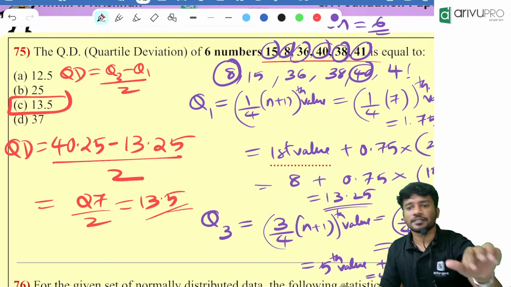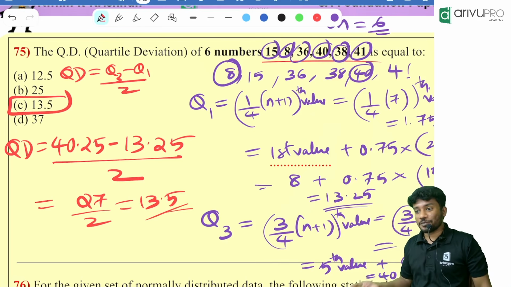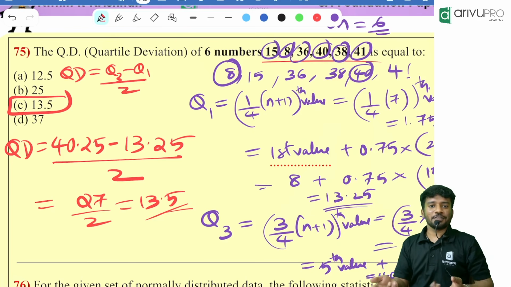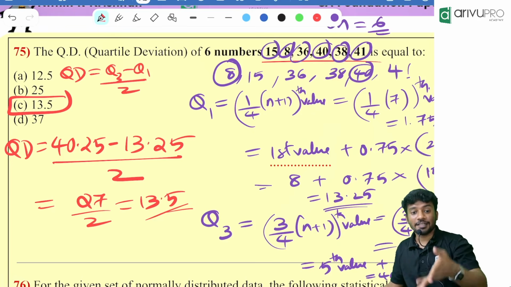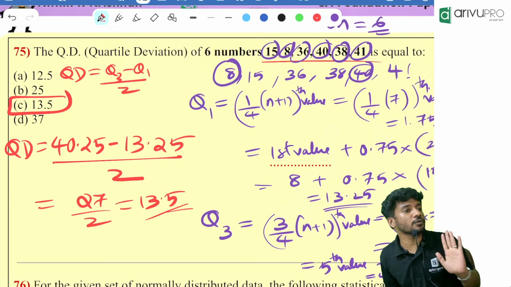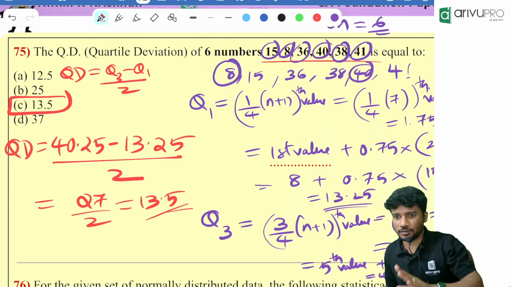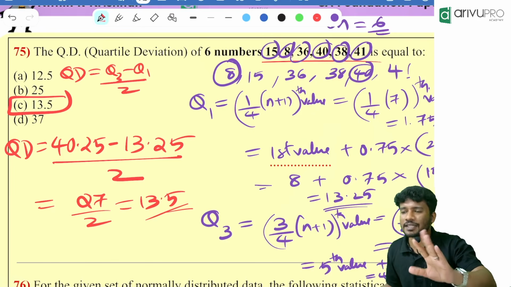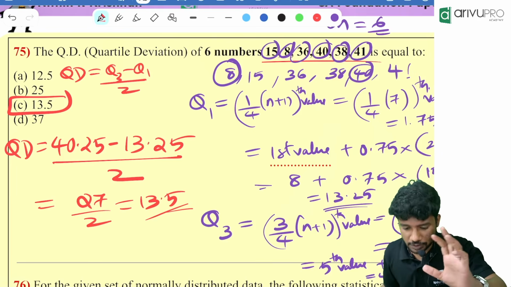So understood? Yesterday I told you, whatever we are studying today will be used tomorrow. This is the tomorrow, people. If you know quartile 1, quartile 2, quartile 3, it will become easy. They asked a question like this 1 or 2 times in your examination, not more than that. Usually they will ask the other way around. I'll show you the other way around also in a few minutes.